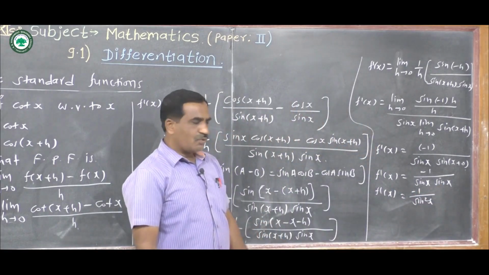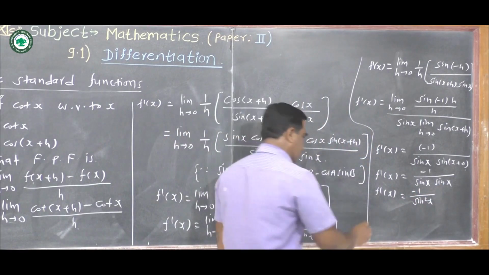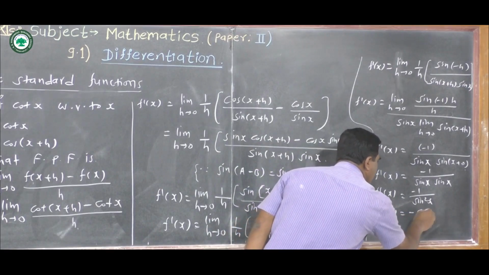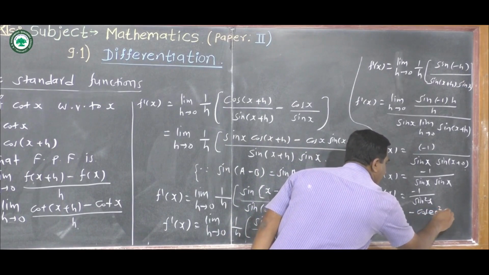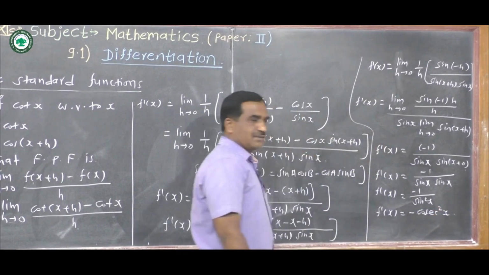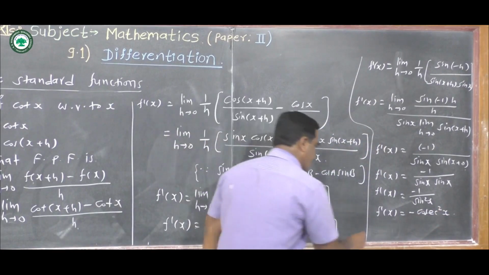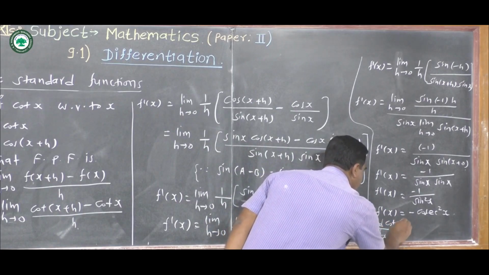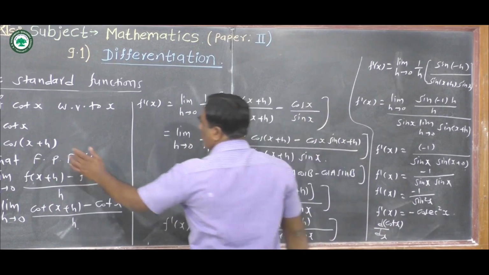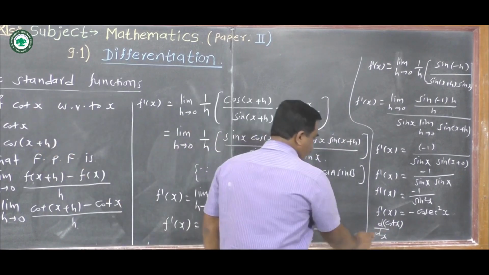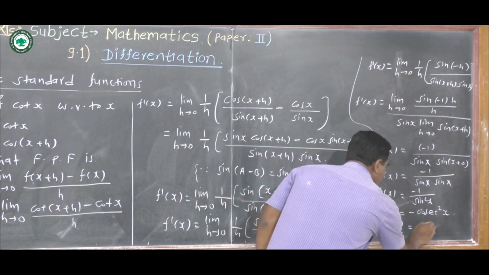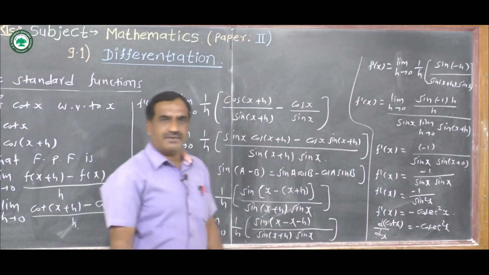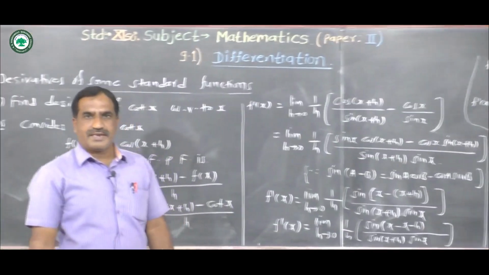And we know that 1 upon sin means cosec, that is we can write here f dash of x is equal to minus cosec square x. Okay, that is the derivative of the function d by dx of cot x. We have to find the derivative of cot x. d by dx of cot x is equal to minus cosec square x. This is the derivative of the function cot x.